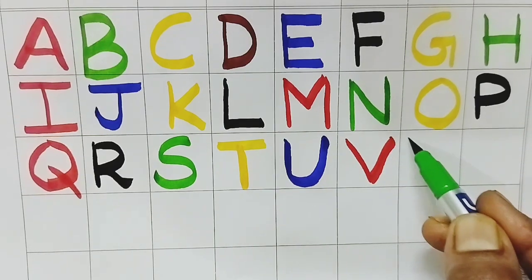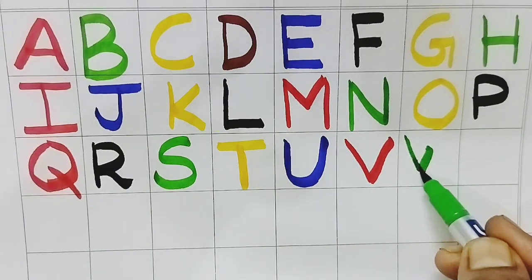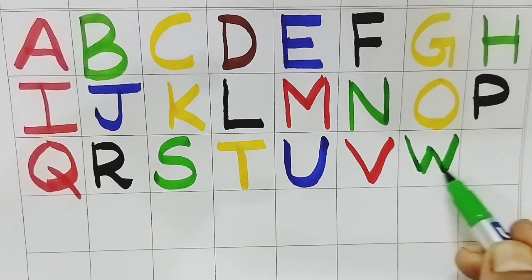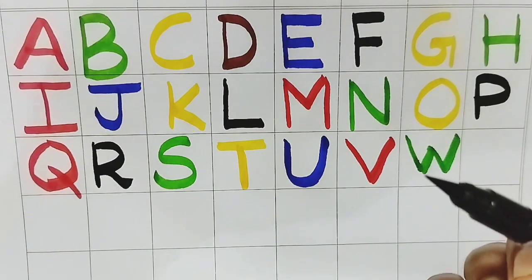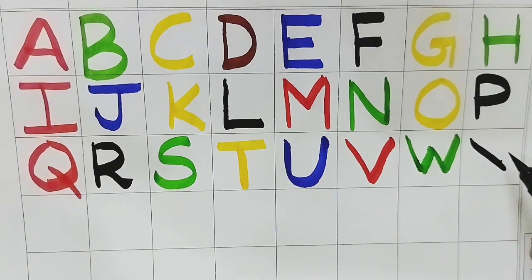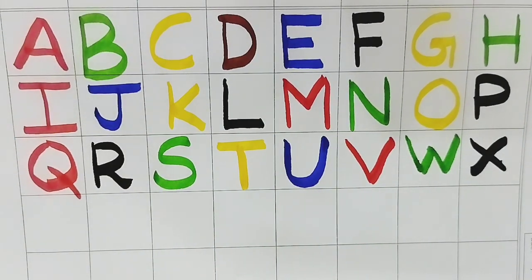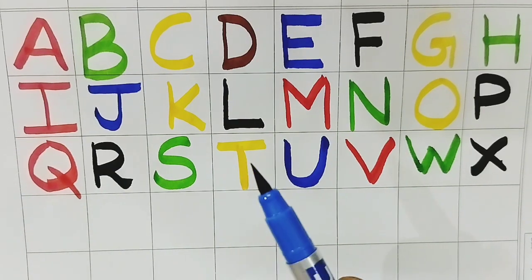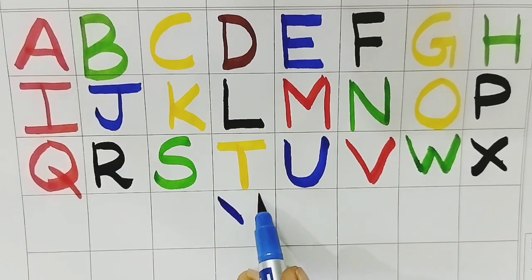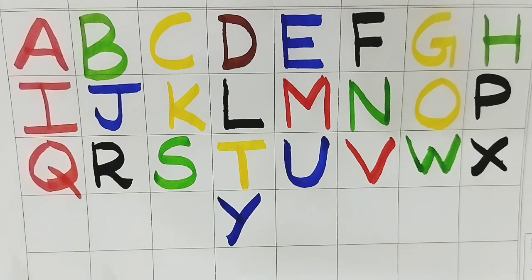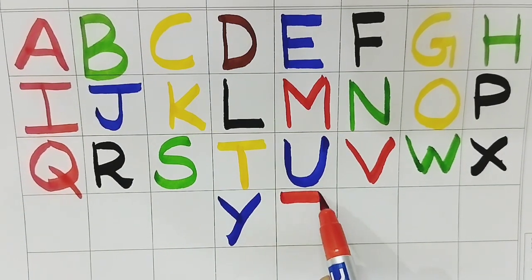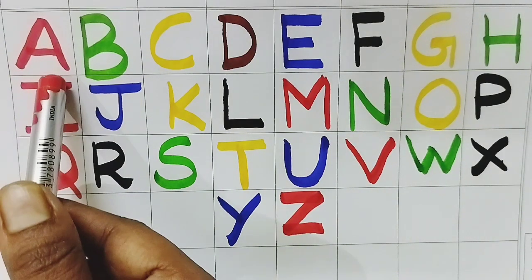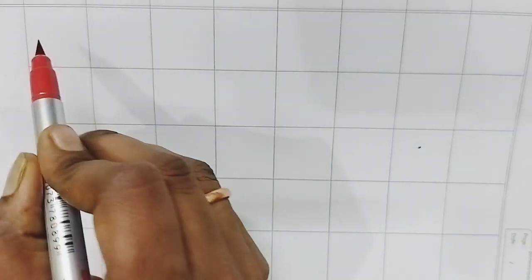Green color, W for watermelon. Black color, X for xylophone. Blue color, Y for yak. Red color, Z for zebra.